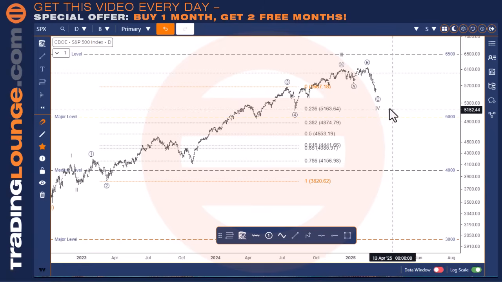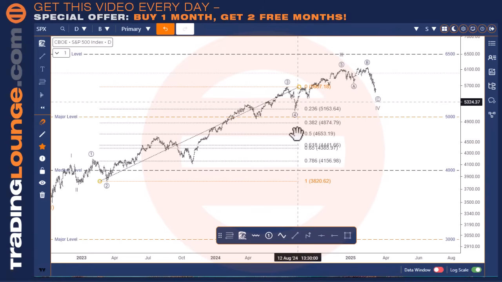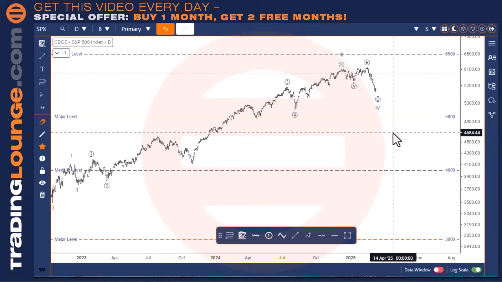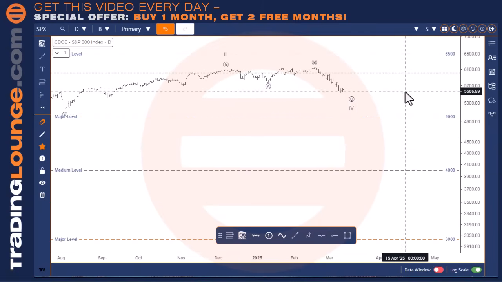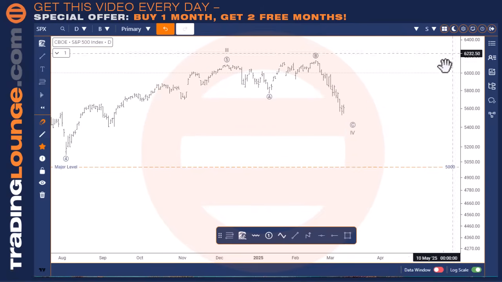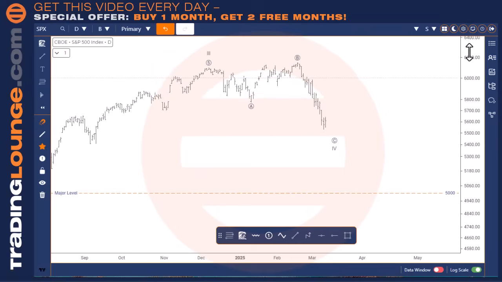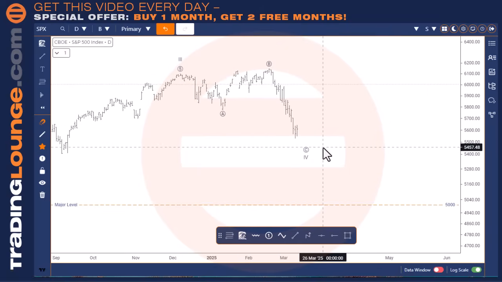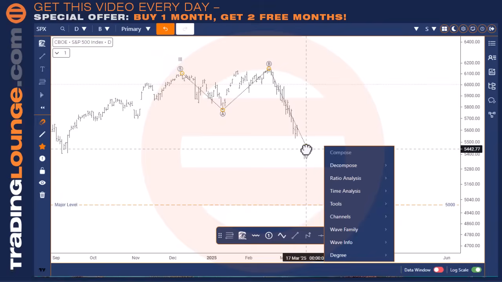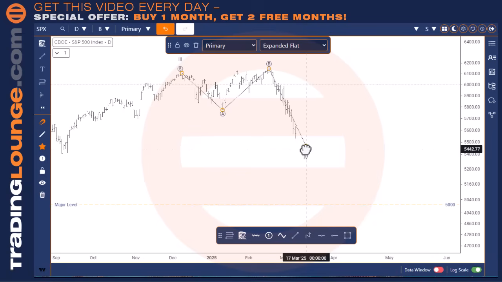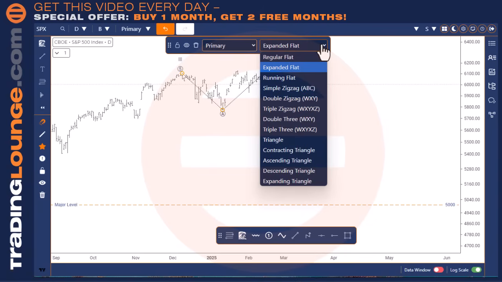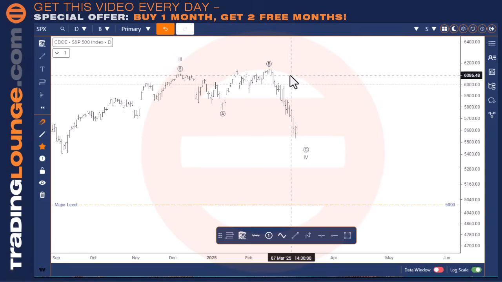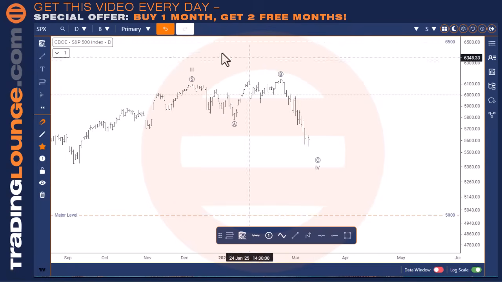So it doesn't have to come all the way down, but we're also going to have a look at a move that can come further down as well. So in this instance here, this is our primary count for this. We're looking at the A, the B and the C as an expanded flat correction, and expanded flat here, so that's where that is, so that's cool. And from B to C here, we're looking for 5 waves.